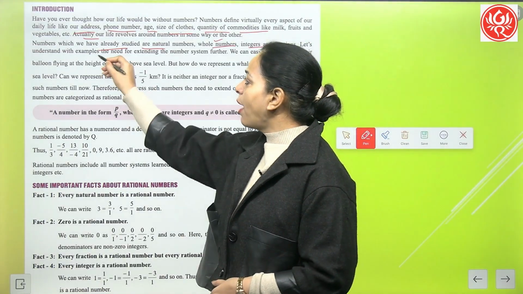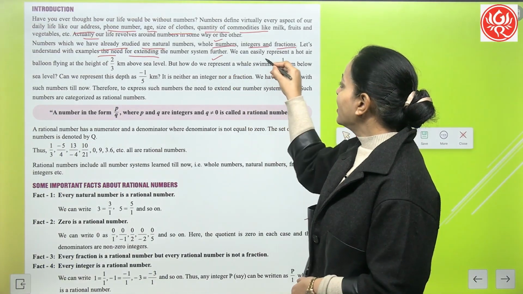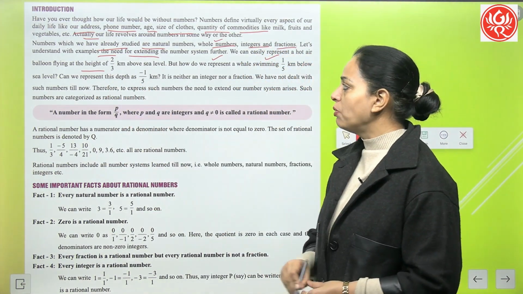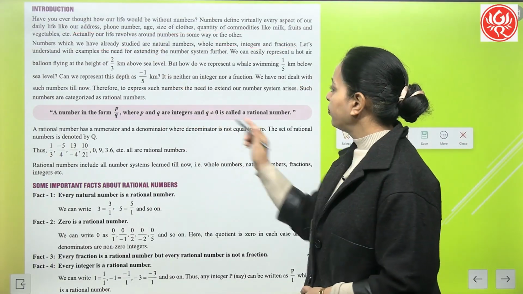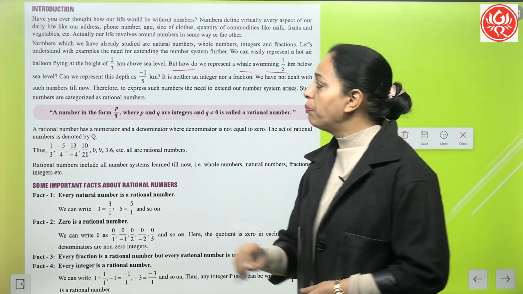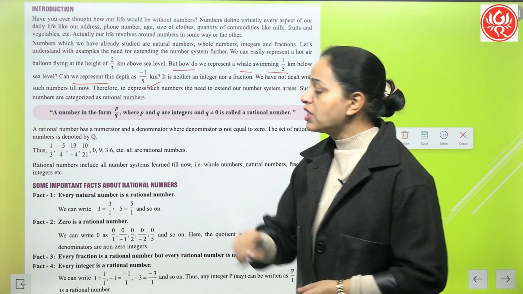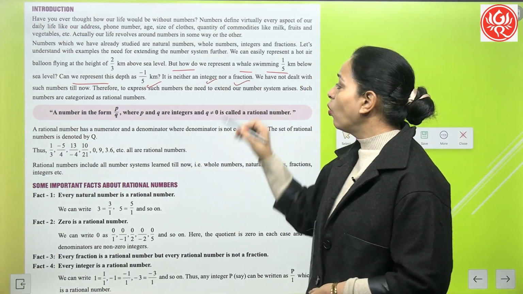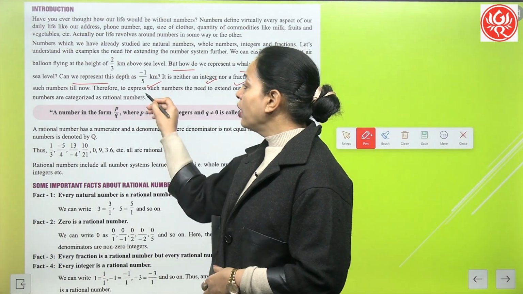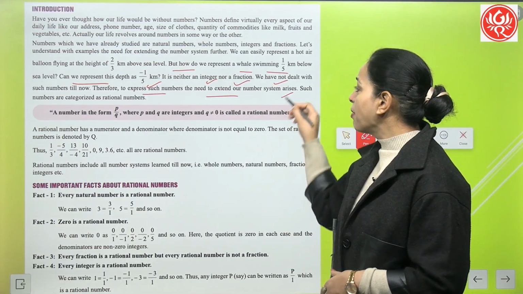So let us understand with examples the need for extending the number system further. We can easily represent a hot air balloon flying at the height of 2 upon 3 kilometers above sea level. But how do we represent a whale swimming 1 by 5 kilometers below sea level? Can we represent this depth as minus 1 by 5 kilometers? It is neither an integer nor a fraction. So we have not dealt with such numbers till now. Therefore, to express such numbers, the need to extend our number system arises.